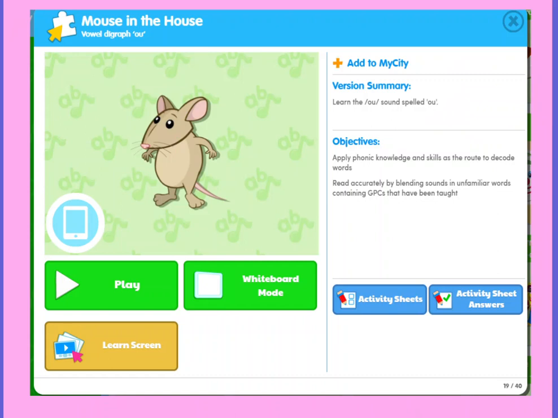Okay, everybody, well done. You've done an excellent job today. If you have time, please go to Education City and play Mouse in the House. It will help you with the vowel digraph that we've learned today, the owl sound. And so please have a go at playing that game today.